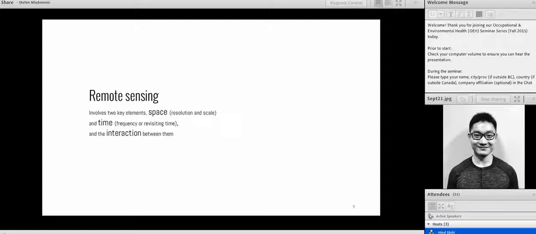And time, also known as frequency or revisiting time. So when people say, okay, this satellite has a frequency of 1 year, that means it takes an entire year for that satellite to come back to revisit the same spot.